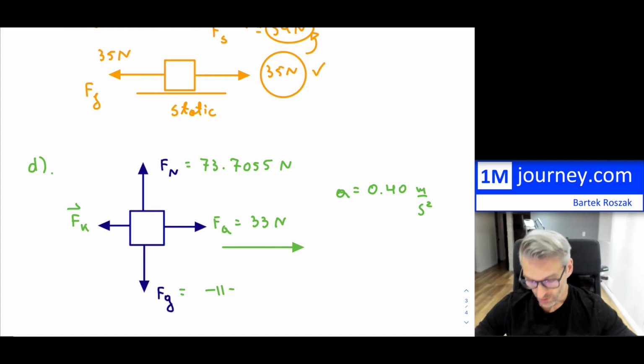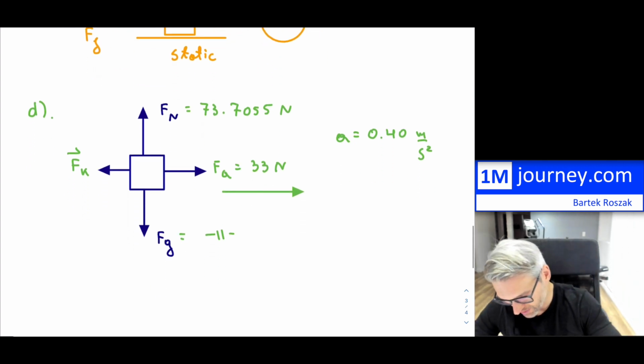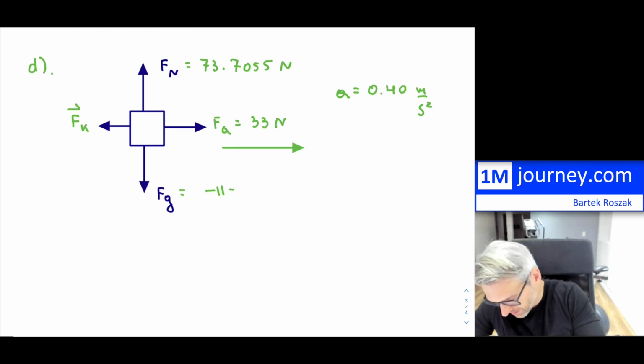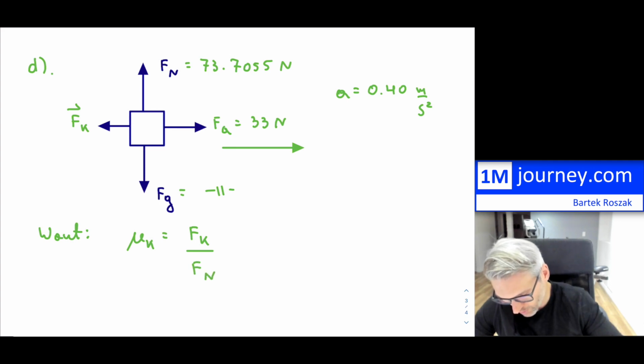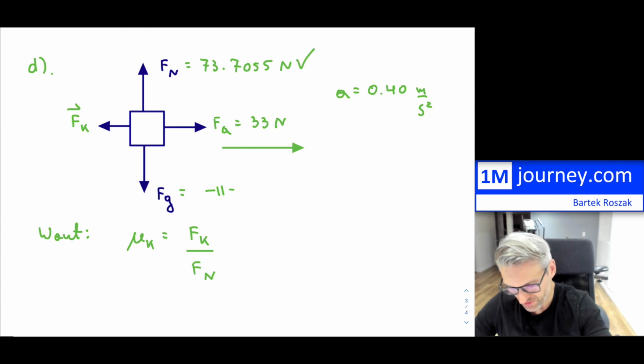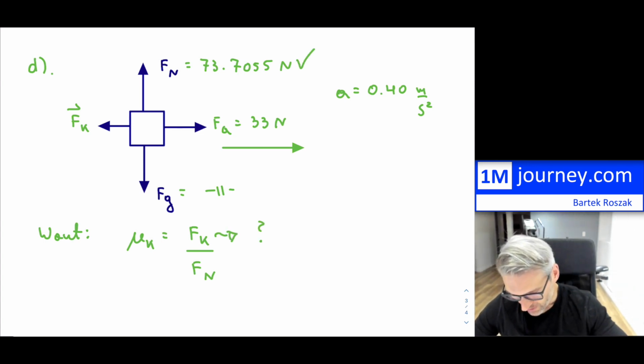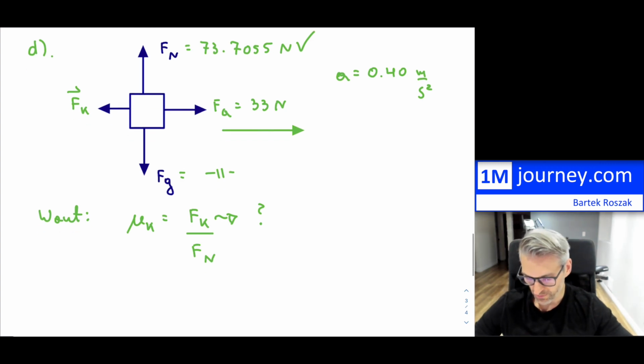So now, what do we want? What we want is to find this. In order to find it, we need to know the magnitude of that kinetic friction, which was in the opposite direction, and we also need to know what the normal is. The normal we already knew before, but this Fk we don't know. So how do we find it from all of these given pieces of information?